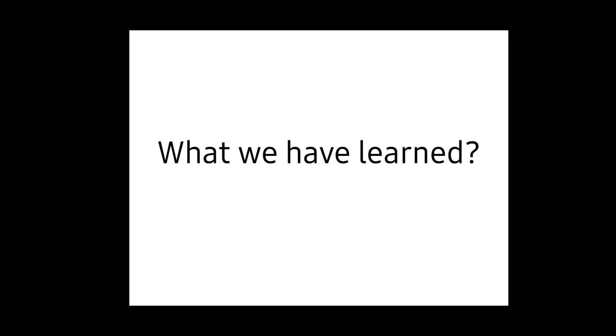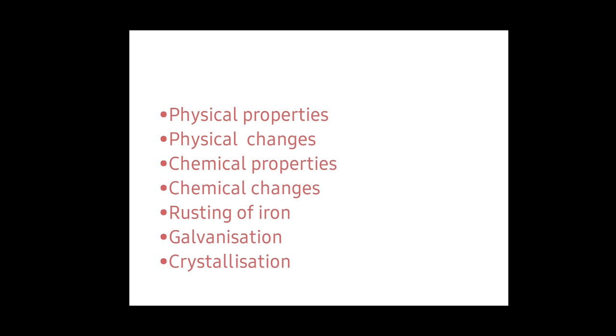What have you learned in this lesson? Let's recall. First we started with the physical change. An alteration in the physical properties is known as physical change, and the physical properties mean the outer look. How does it look? Its size, shape and color, all these things are known as physical properties, and a change in the physical properties is known as physical change.